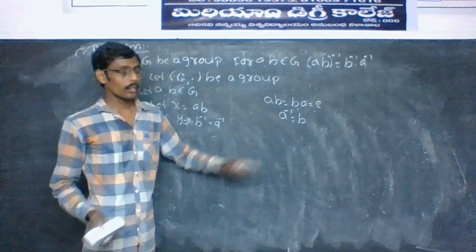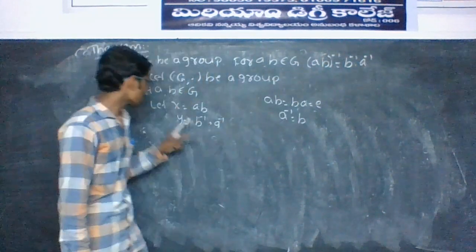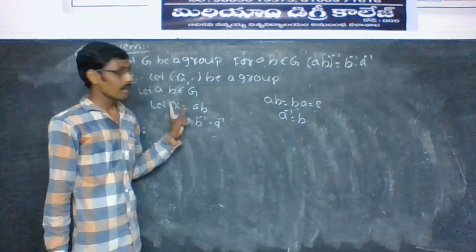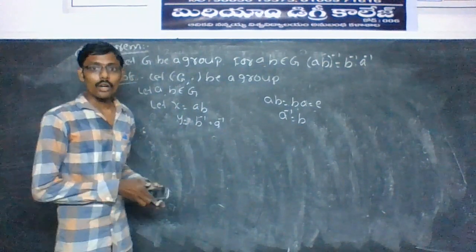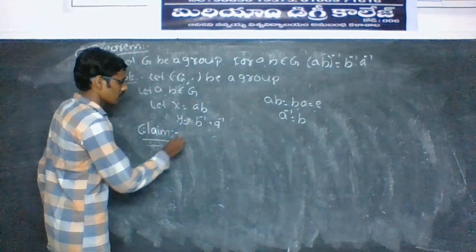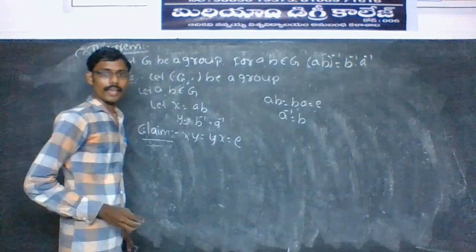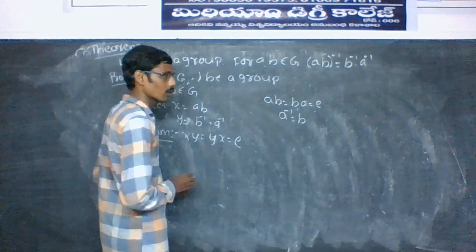We have to show that AB whole inverse is equal to B inverse into A inverse. So X is equal to AB, and X inverse is equal to Y. That means we must show XY is equal to YX is equal to E.